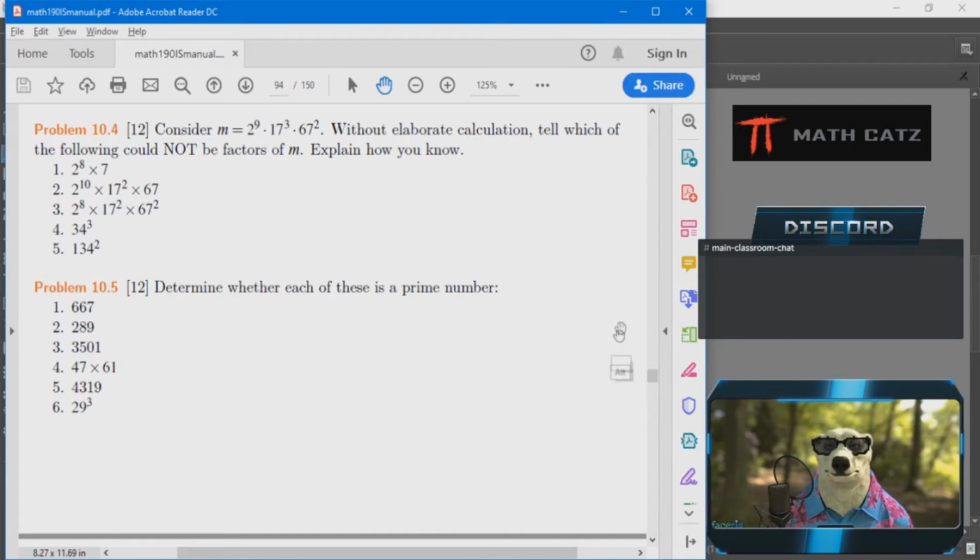sort of. Can I write on this? I'm not sure if I can. No, it's not going to look good.